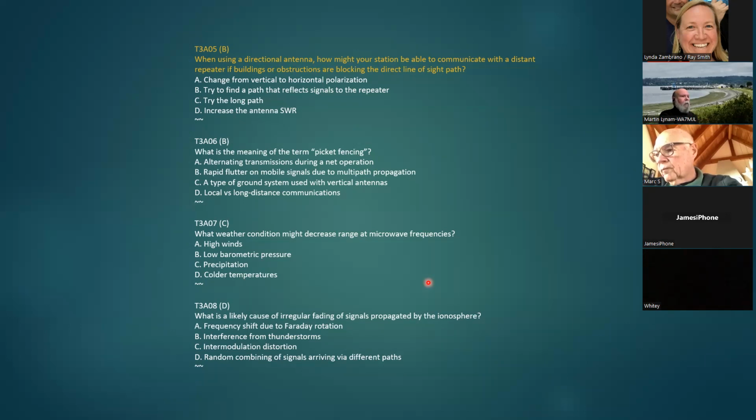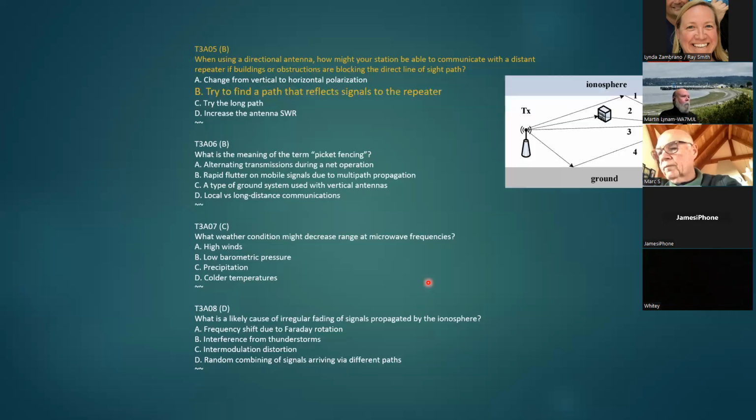Oftentimes amateurs use those to talk to satellites, for example. But if you have an antenna like that, you can find a path that reflects a signal to the repeater. For example, in this path, you can find that are reflecting off of a building, you can get a much stronger signal to the receive station.